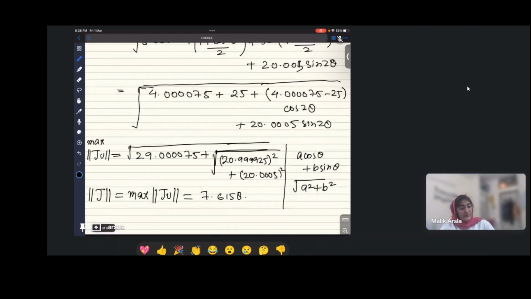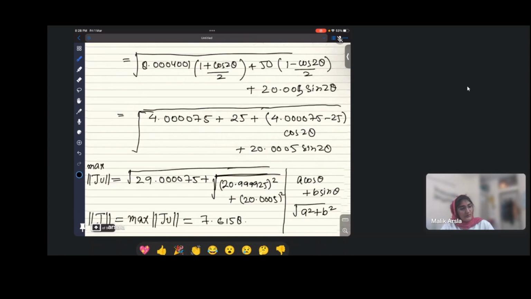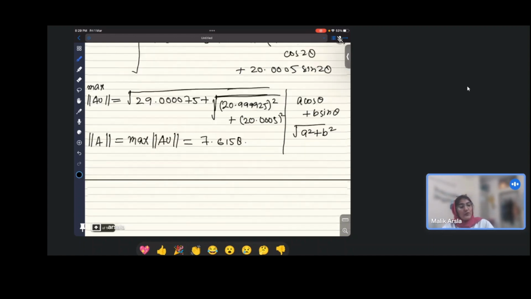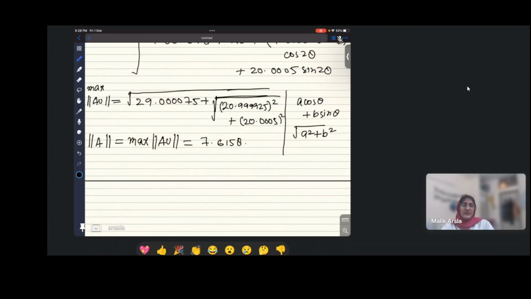Now, wait a second, I change it. Here it's not J, it's P. So the norm of A is what? The maximum value of the norm of AU, which we found out in this case is going to be 7.6158. Now, similarly, you have to find the norm of A inverse. So quickly tell me what is the norm of A inverse.